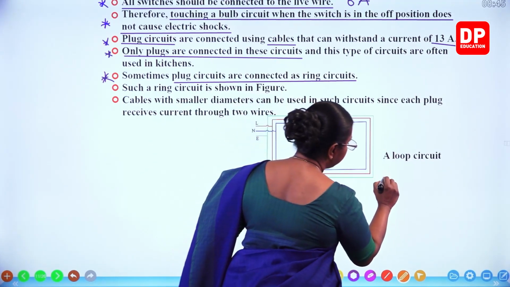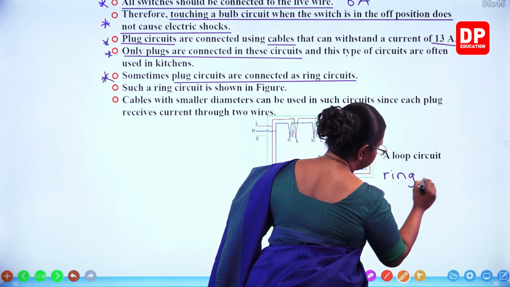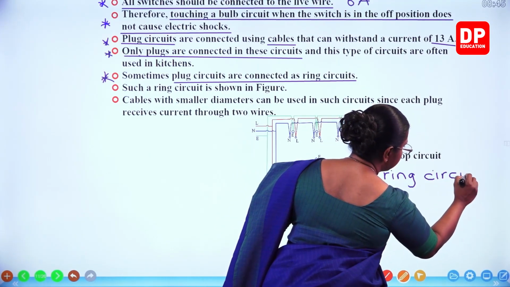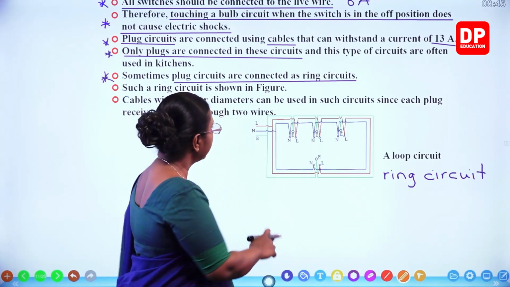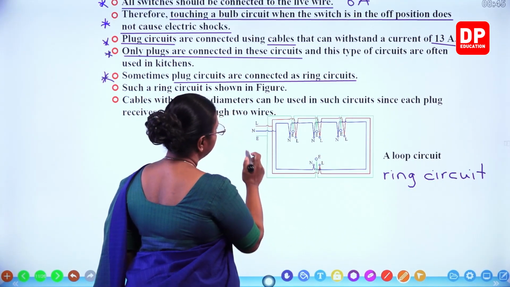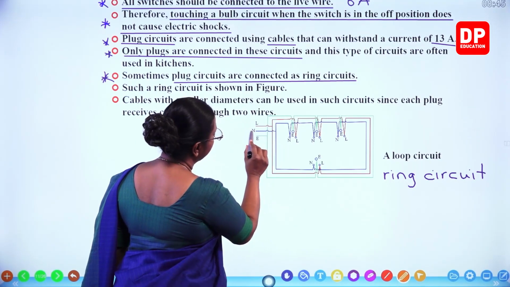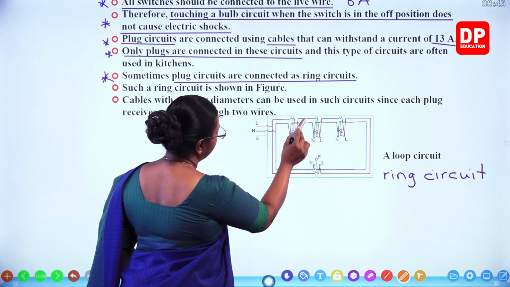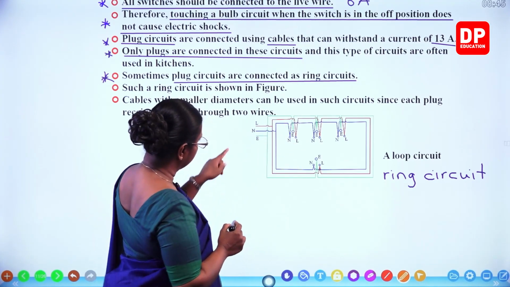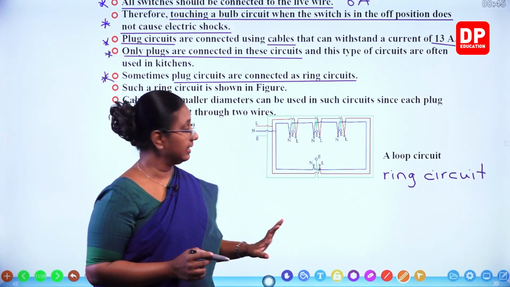Loop circuit, ring circuit, both are the same. They refer to the same circuit. So a loop circuit or a ring circuit. Now look at this diagram. If you can see, there is the live wire, neutral wire, earth wire. You can identify the colors. Live wire brown color, neutral wire blue color and the earth wire green color.